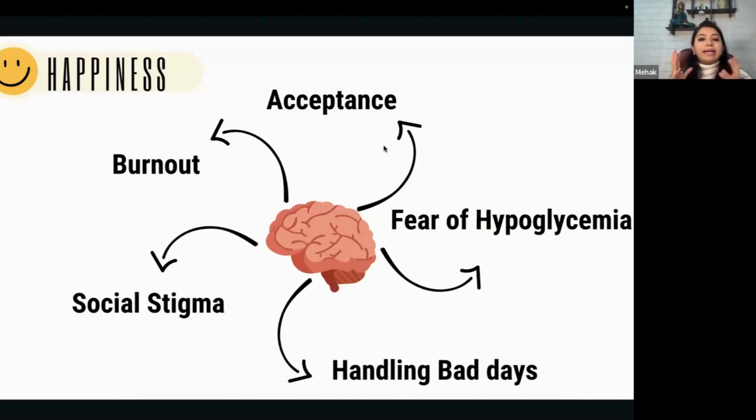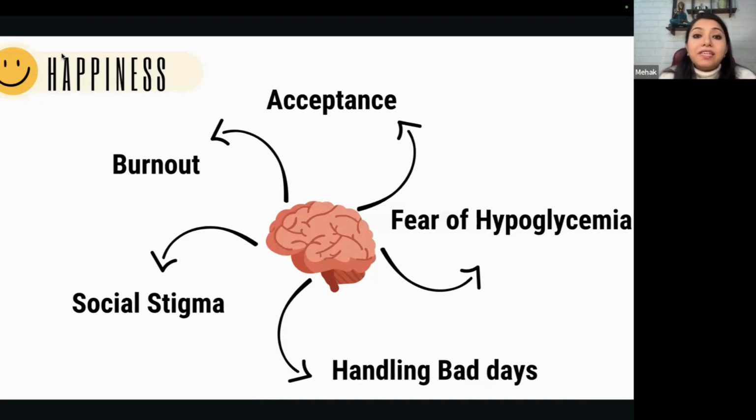So let's talk about acceptance first. Now, there are some people here who are dealing with diabetes. Can you all tell me, have you accepted your diabetes? If you feel that you have accepted your diabetes, type ACC. And if you feel you have not accepted your diabetes, type NA in the chat box. ACC for accepted and NA for not accepted. Great, wonderful. Thank you so much, everybody.